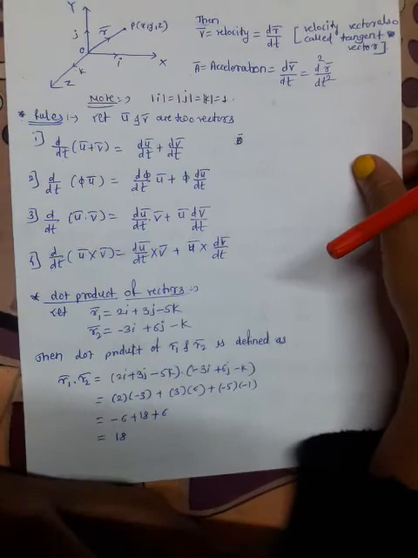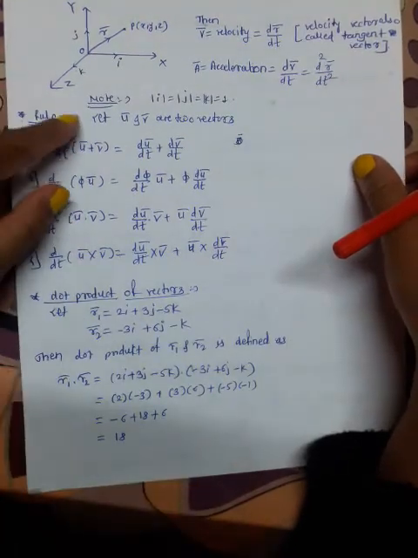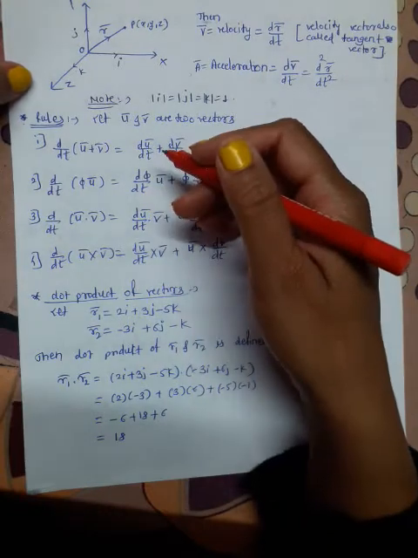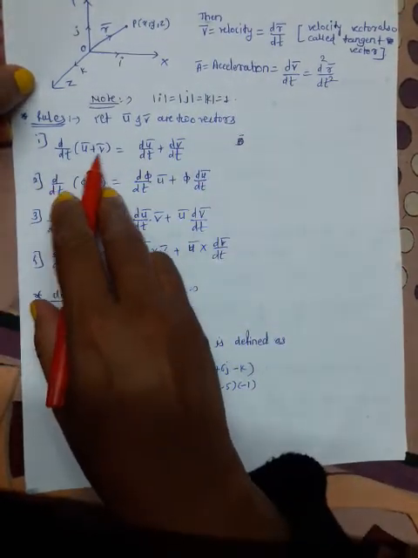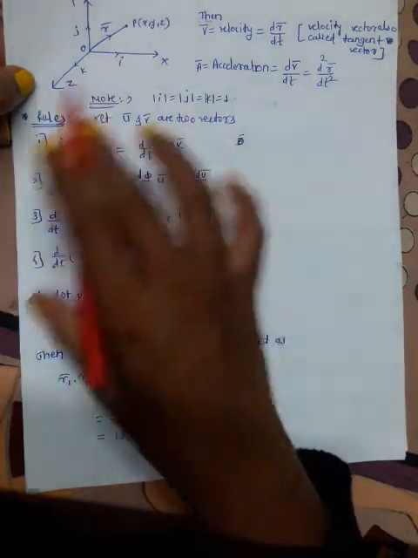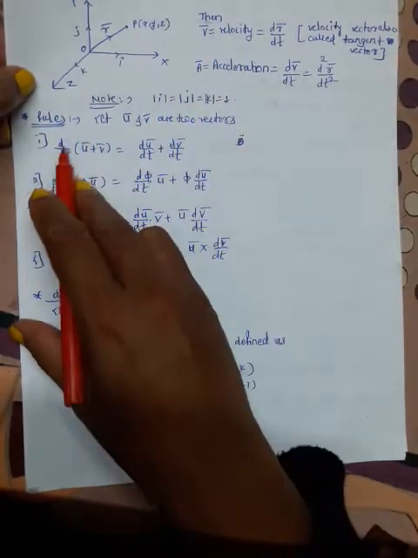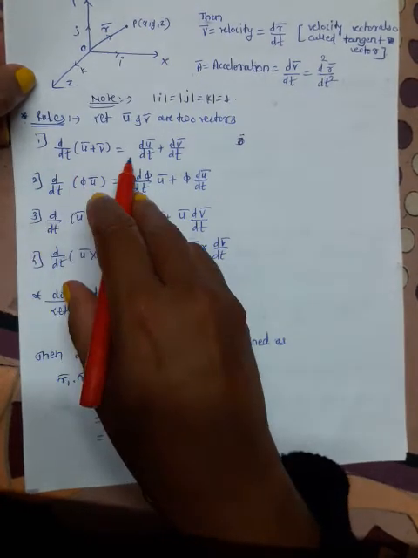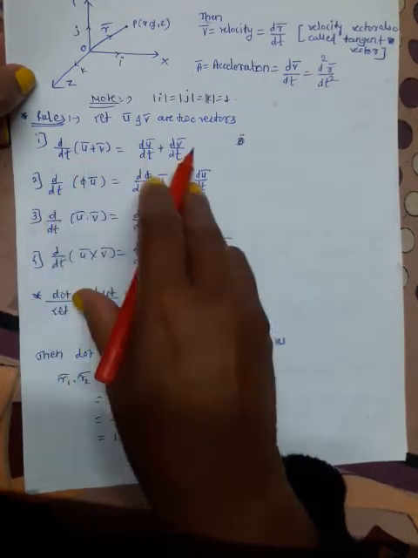Now let us see some results of vectors. These are very simple results of derivatives also. Let u bar and v bar be any two random vectors. Then the derivative of the addition of these two is nothing but the derivative of u bar plus the derivative of v bar.